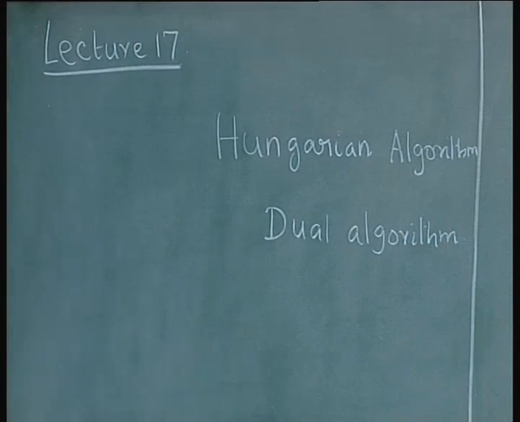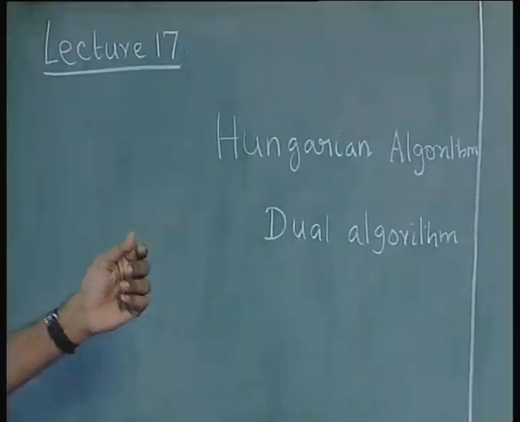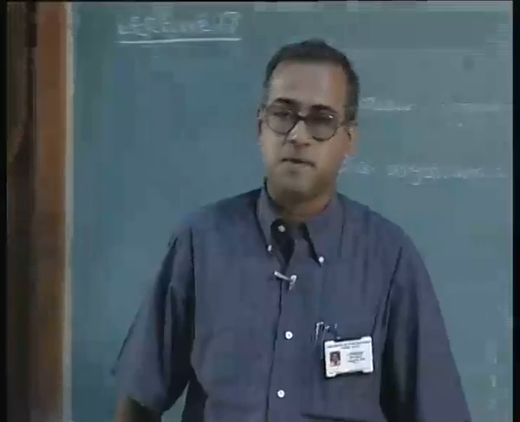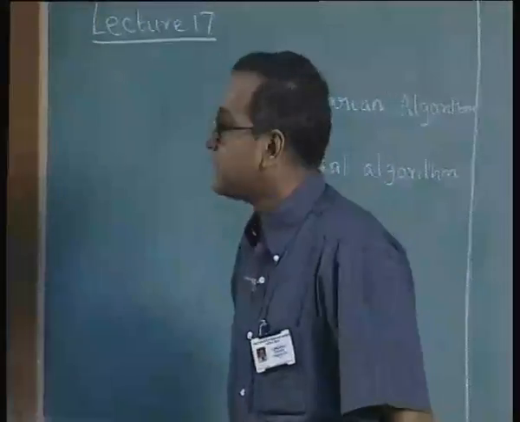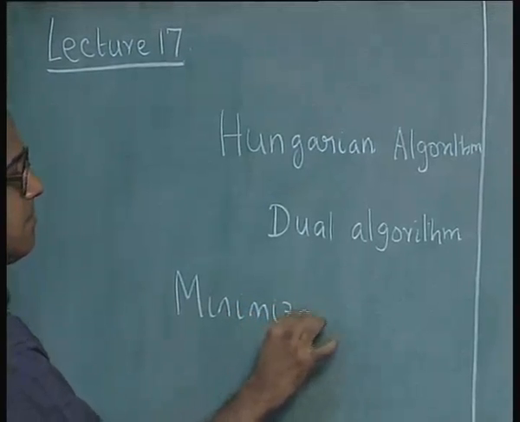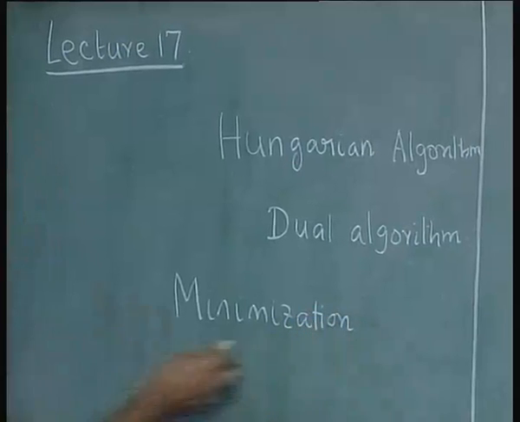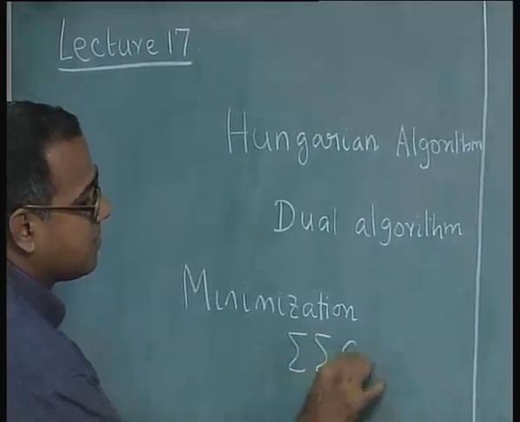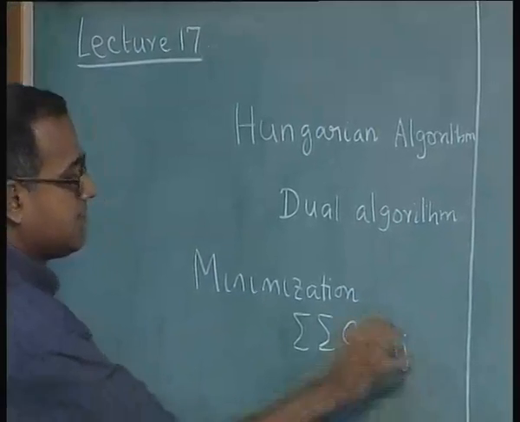It finds a feasible solution to the dual of the problem, and once the primal becomes feasible, the optimal solution is obtained. There is still a couple of things to be seen with respect to the assignment problem. The first thing is, unless otherwise stated, the assignment problem is a minimization problem. Remember that the assignment problem has a minimization objective of minimizing double sigma Cij Xij.